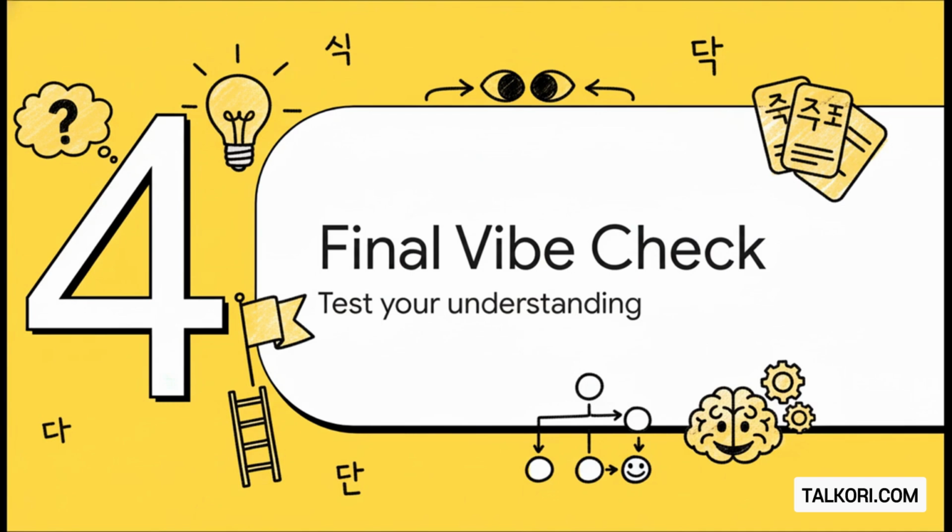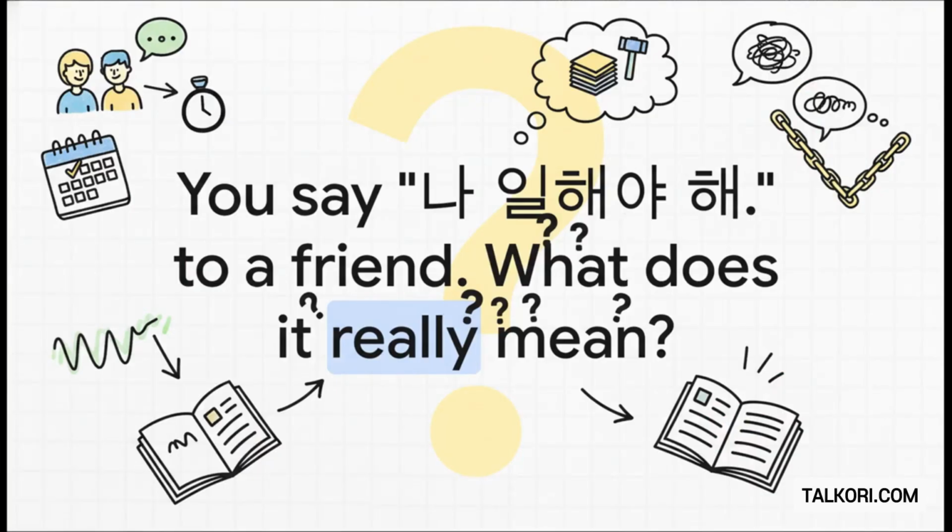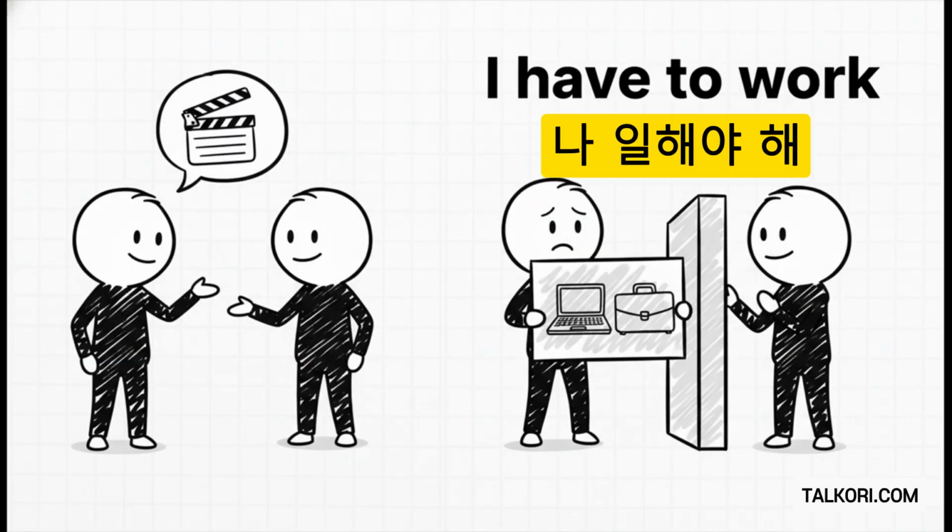All right, time for a quick little pop quiz, a final vibe check, if you will, just to make sure you've really got the feel for how this grammar works out in the real world. So let's go all the way back to that first situation. Your friend hits you up, hey, want to go to a party? And you text back, na ireahe. What are you actually saying there? Are you saying A, I want to work, B, I have to work, or C, I'm in the middle of working right now? And the answer is, of course, it's B, I have to work.